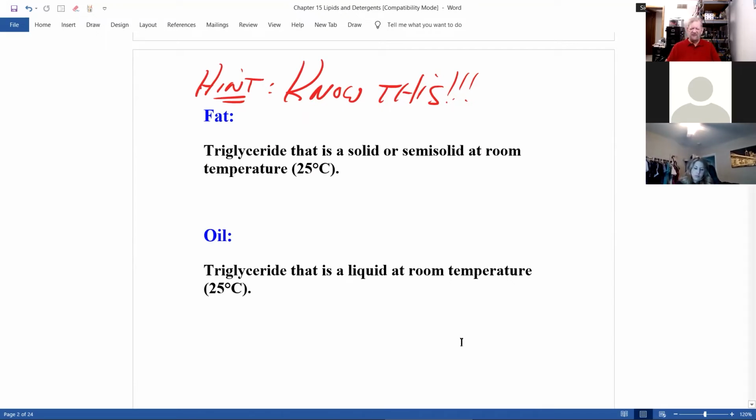What's a semi-solid? Have you ever left butter out on the table after dinner and you take a knife or something and you push it in there, or if you're a little kid, you stick your finger in there and it goes down?